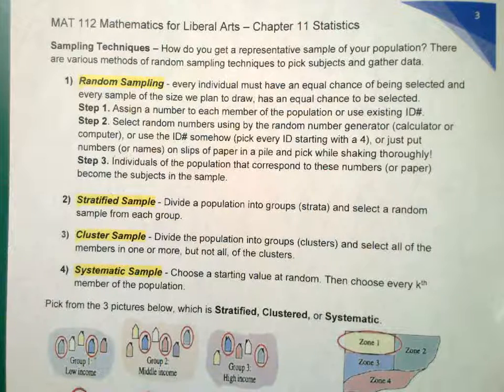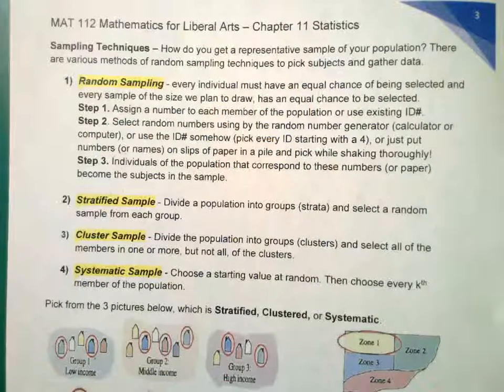There are various methods of random sampling techniques to pick subjects and gather data. One is called random sampling. Every individual must have an equal chance of being selected, and every sample size we draw has to have an equal chance of being selected. So if we're talking students, we can assign a number to each member of the population or use an existing ID number. Select random numbers used by a random number generator.